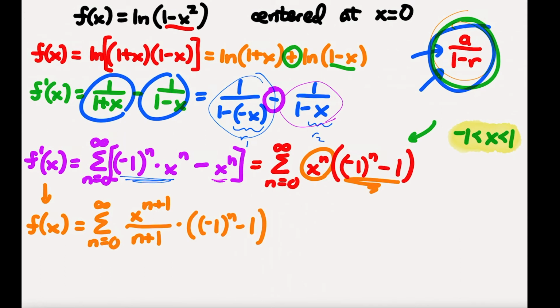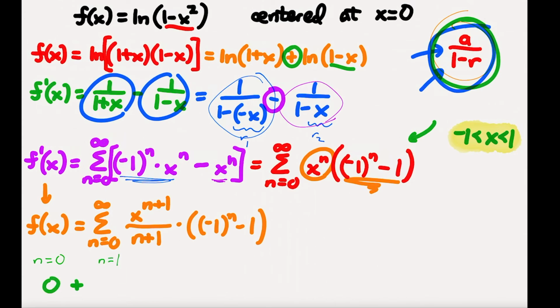So let's just say n is equal to 0 for the first one. If n is equal to 0, that first term is just going to be x to the 0 plus 1, so x to the first power divided by 1, times -1 to the 0 power minus 1. So it's just going to be 0. So that first term is just going to be 0 if n equals 0.